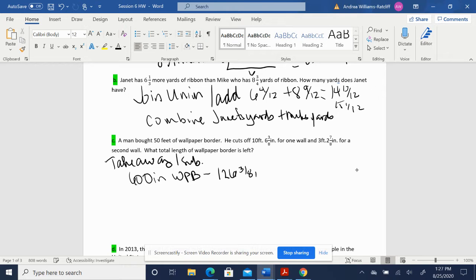3/8. I know that looks like 4 inches. Okay, so this is wall 1. Then I'm going to remove that. So it's pretty easy to take care of the 126. Okay, we're at 600. We remove 100. We have 500 left. Then we remove 26.